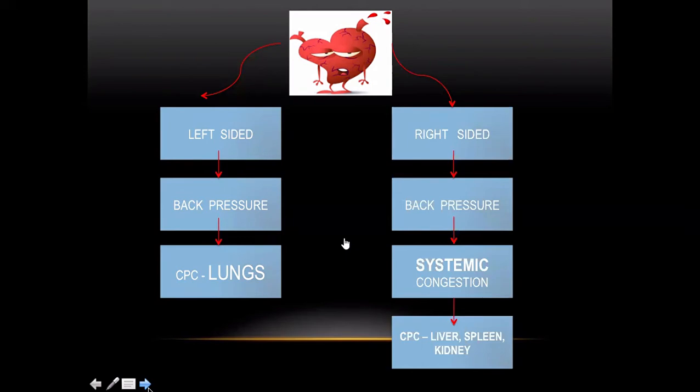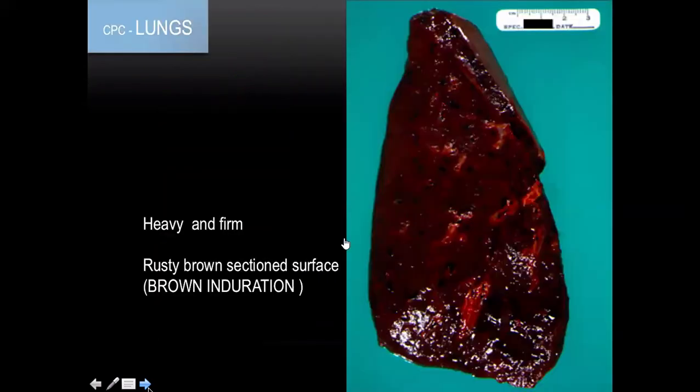Okay? So let's look now at what passive congestion of the lungs looks like. Kanina we discussed in edema kung ang tubig ang babalik. Ngayon naman kung ang blood ang magba-back pressure. So of course if a lot of blood goes back to the lungs, it will be heavy and firm, as you can see in this gross picture. Then the cut surface of the lungs is rusty brown. This is called a brown induration, because there is too much blood.